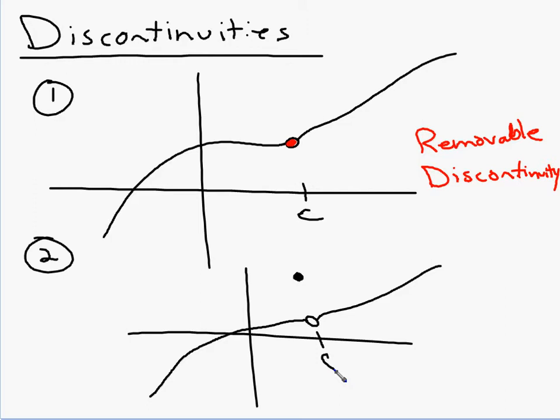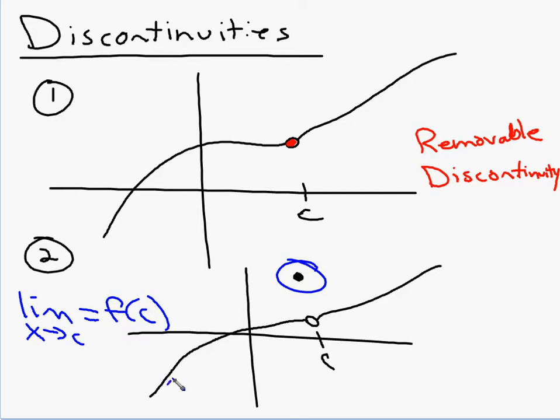This function is not continuous. Let's talk about why. Is f of C defined? It is. F of C is defined on this problem. But let's look at our rules. The limit as x approaches C must equal f of C. And it doesn't, does it?